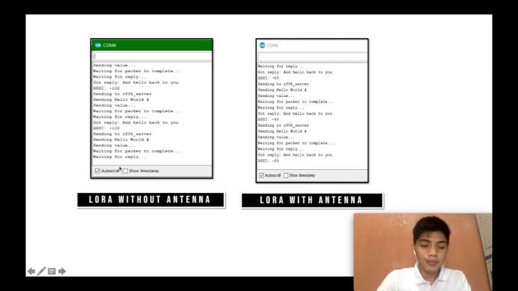So the LoRa can function without an antenna and will also function with an antenna, of course. So we tested whether it is good to use an antenna or not. LoRa without antenna will give us negative 102, and with antenna will give us negative 69. This comes with the same distance, and so for this we conclude that LoRa with antenna will function better.